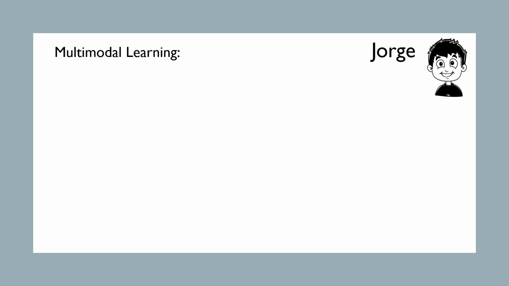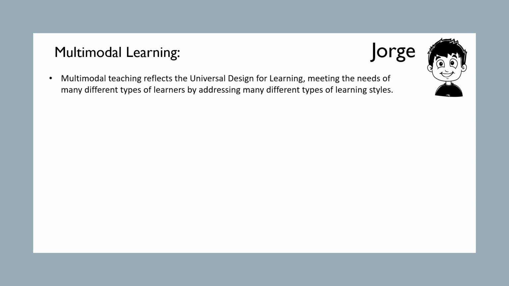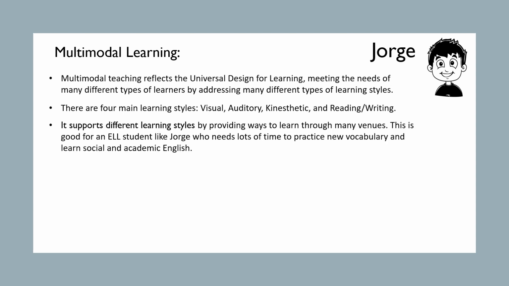Now for multimodal learning. Multimodal teaching reflects the universal design for learning, meeting the needs of many different types of learners by addressing many different types of learning styles. There are 4 main learning styles: visual, auditory, kinesthetic, and reading-writing. It supports different learning styles by providing ways to remember information through many venues.